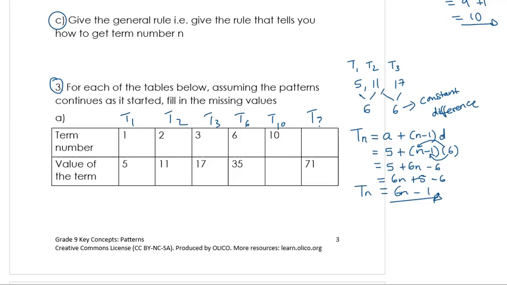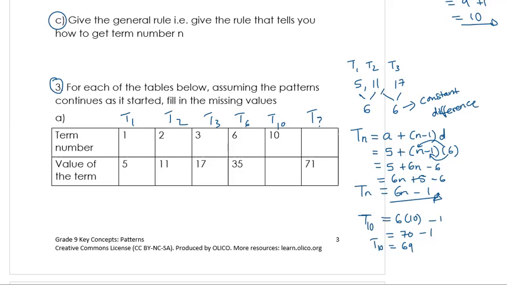So you can see they've already given me a lot of those terms there. They've given me term number 1 up to term number 6, and their values. Now when I want to find term number 10, now that I've found my formula for the pattern, I can say T10 equals 6 times 10, minus 1. So 6 times 10 is 60, then minus 1 is going to give us 59. So term number 10 is 59.